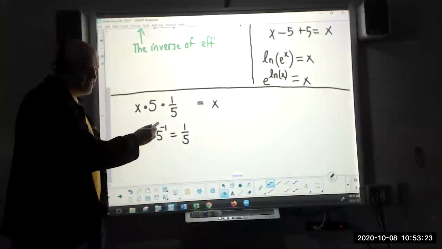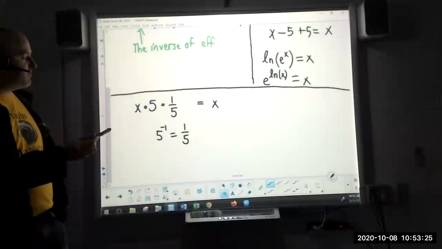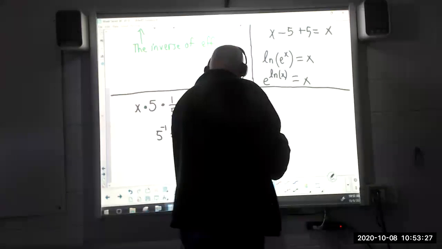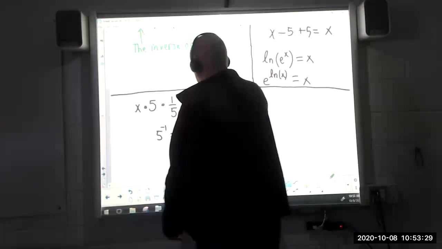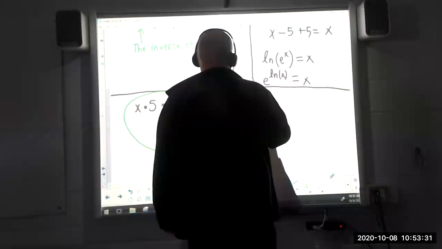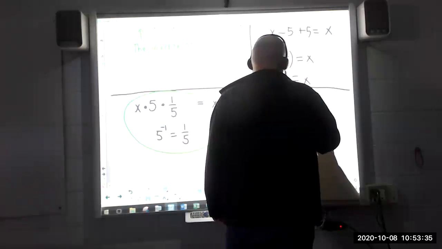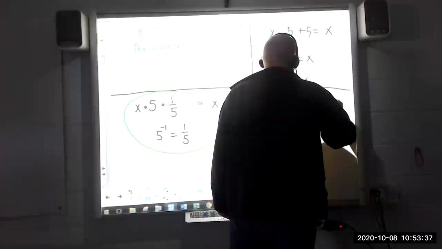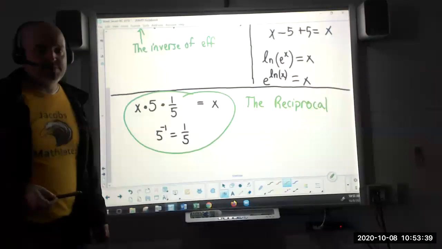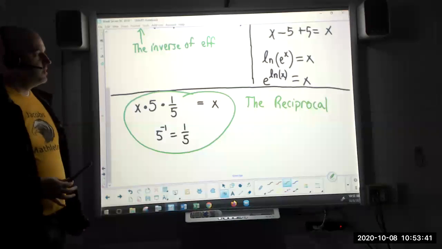But this is not the inverse. This is a very particular inverse. This right here is the reciprocal. And the reciprocal is the specific inverse that applies to multiplication.